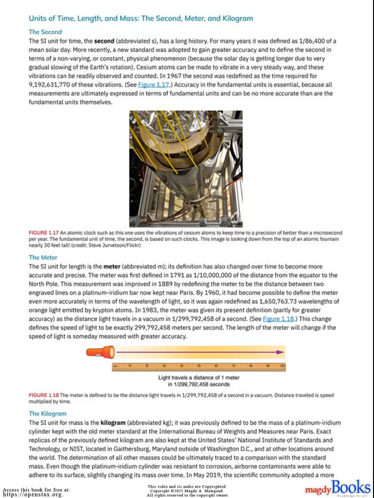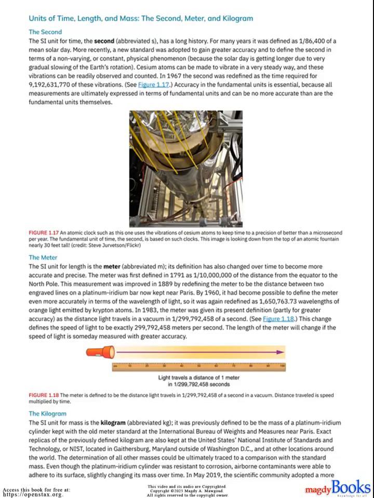By 1960, it had become possible to define the meter even more accurately in terms of the wavelength of light, so it was again redefined as 1,650,763.73 wavelengths of orange light emitted by krypton atoms. In 1983, the meter was given its present definition, partly for greater accuracy, as the distance light travels in a vacuum in 1/299,792,458 of a second. See Figure 1.18.